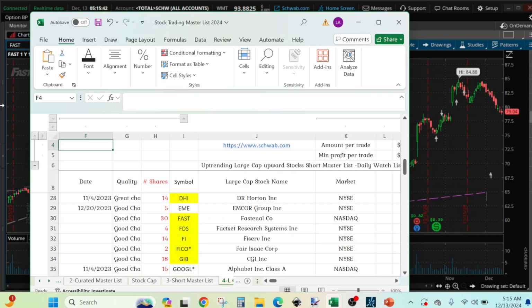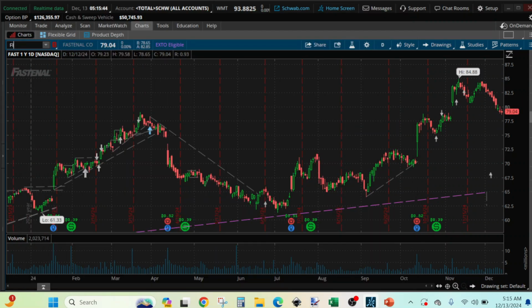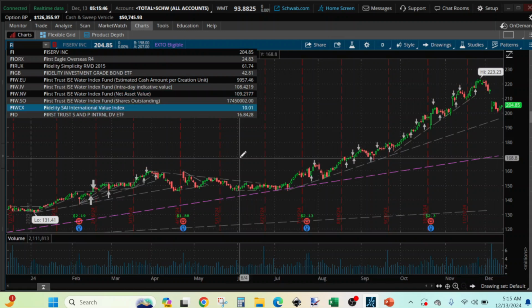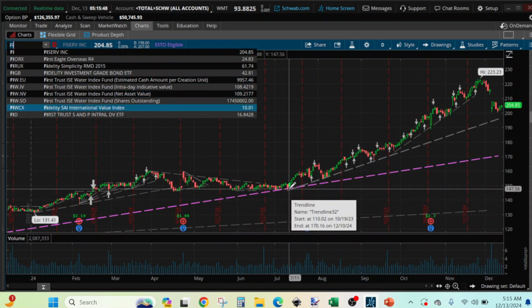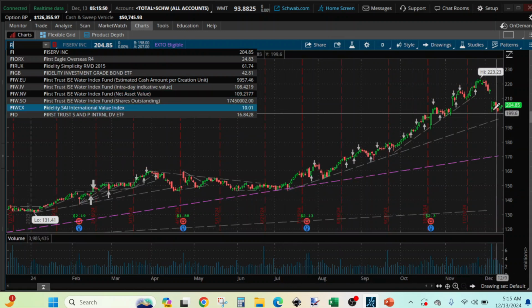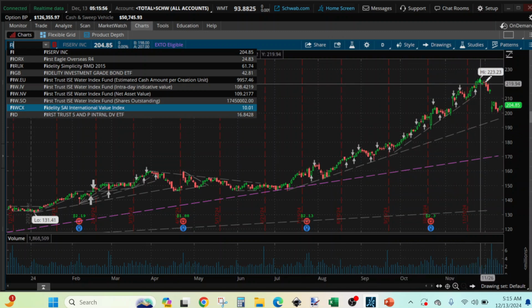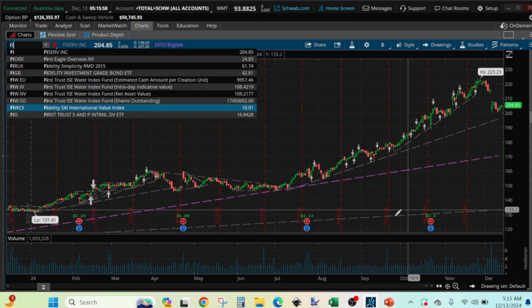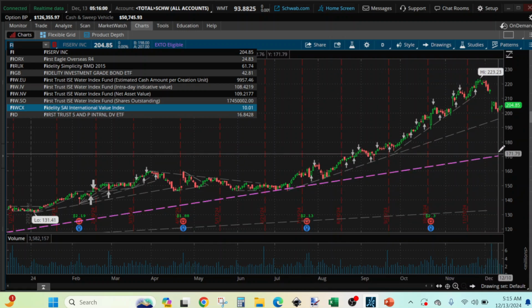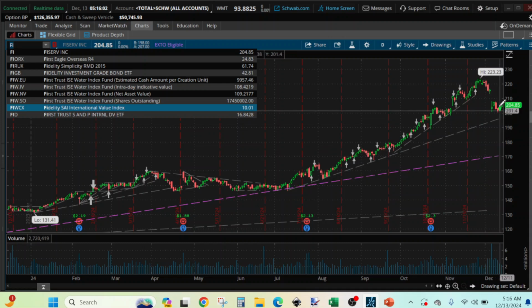And FI, those we bought it as well, and it went down to this line. You see how we follow it, but then it went down. If it comes down to this line, we will buy more of it, but that's where we want to buy it.